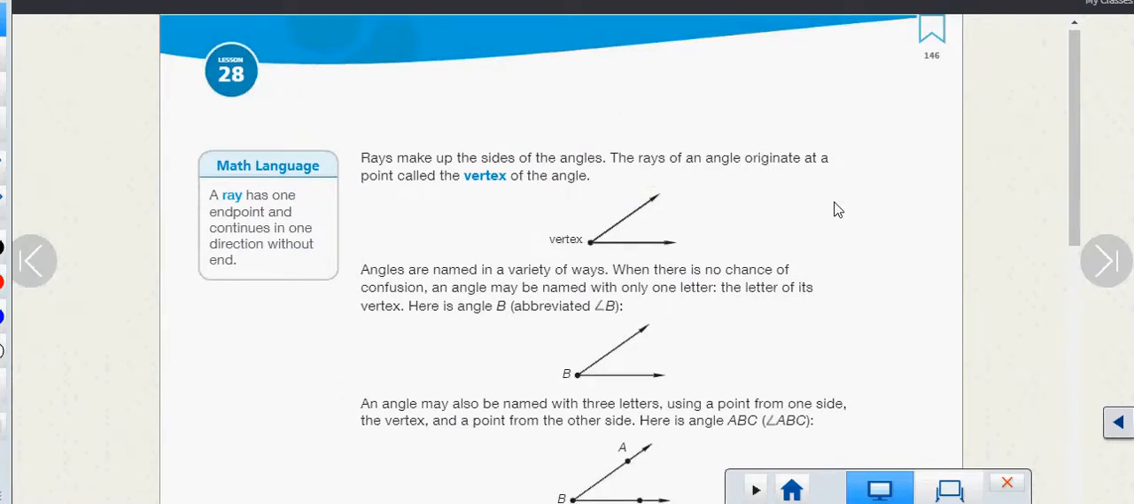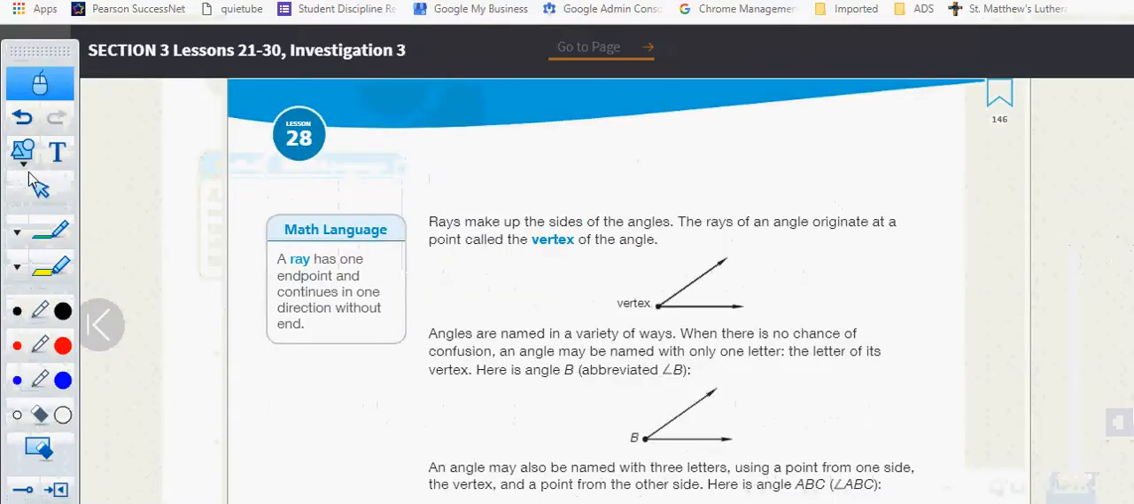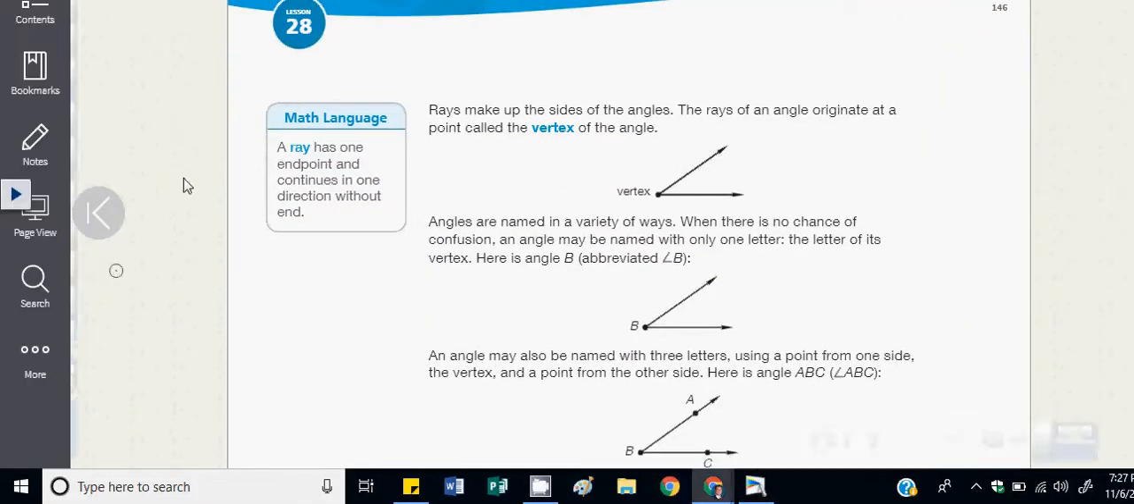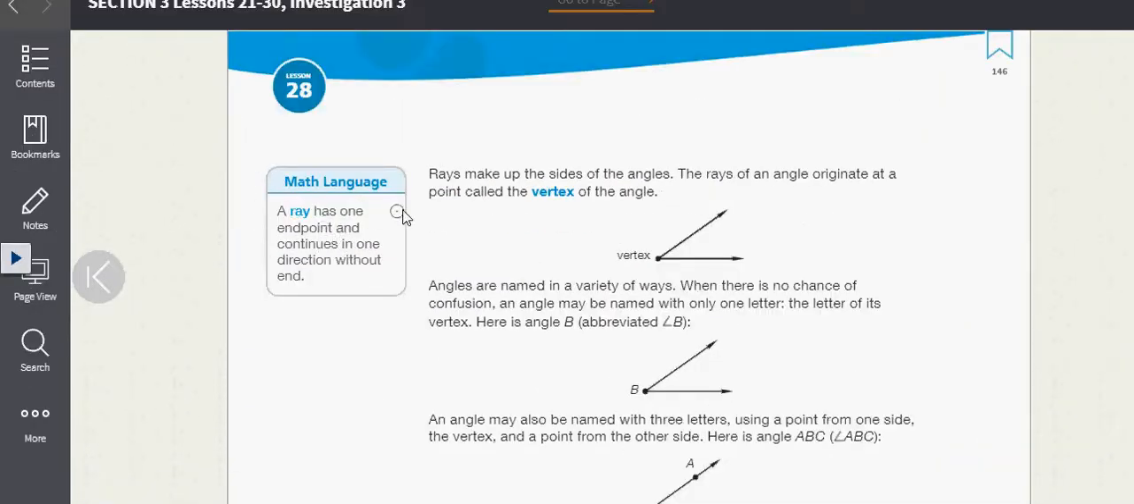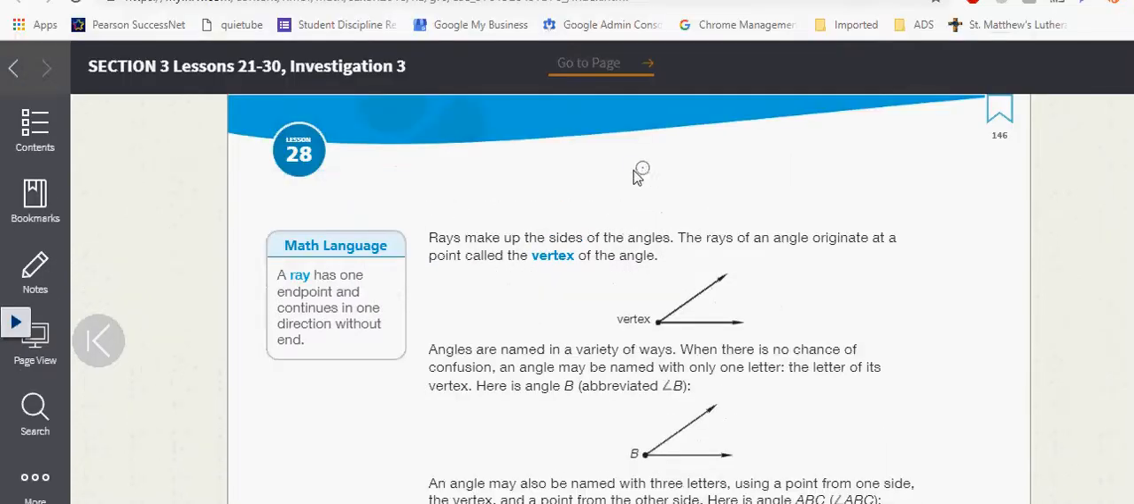Do you know what a ray is? It's listed to the side here. A ray has an end point and continues in one direction without end. So a ray looks like this, and we use two of them to show angles oftentimes. The vertex here is where they cross, and a ray originates at that vertex.